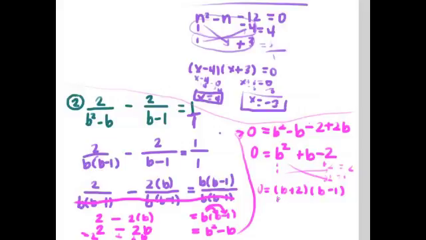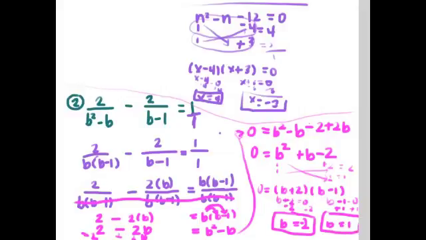So b plus 2 equals 0, b minus 1 equals 0, subtract 2, subtract 2, b equals negative 2. Okay. And then add 1, add 1. So b equals positive 1. And there we go.